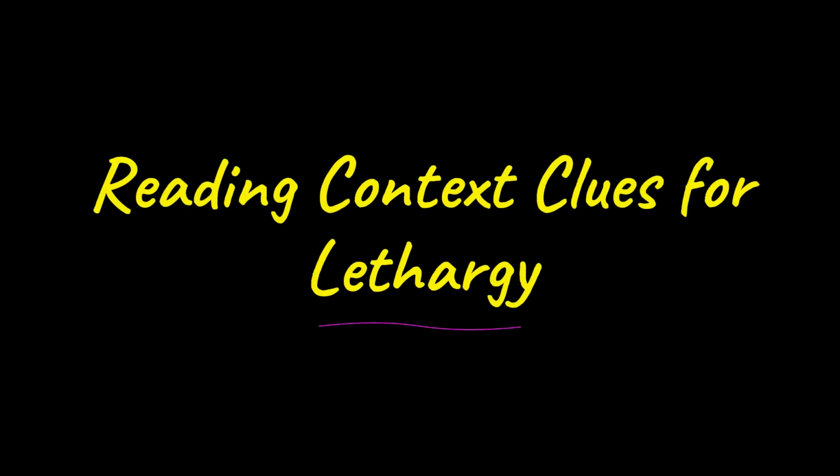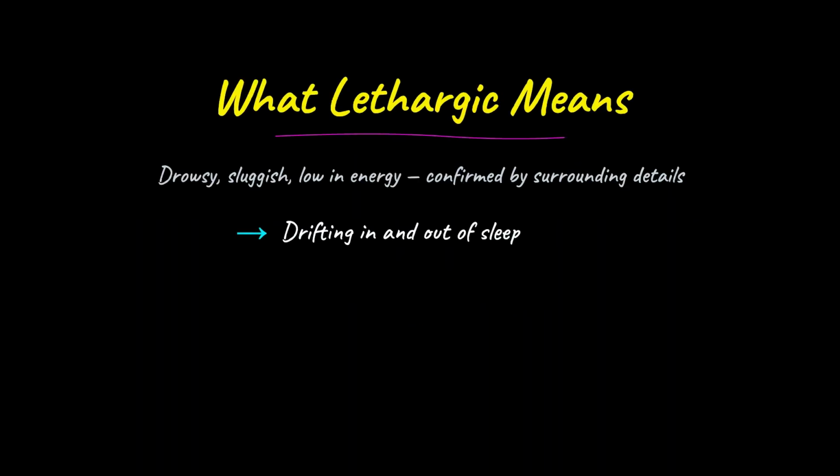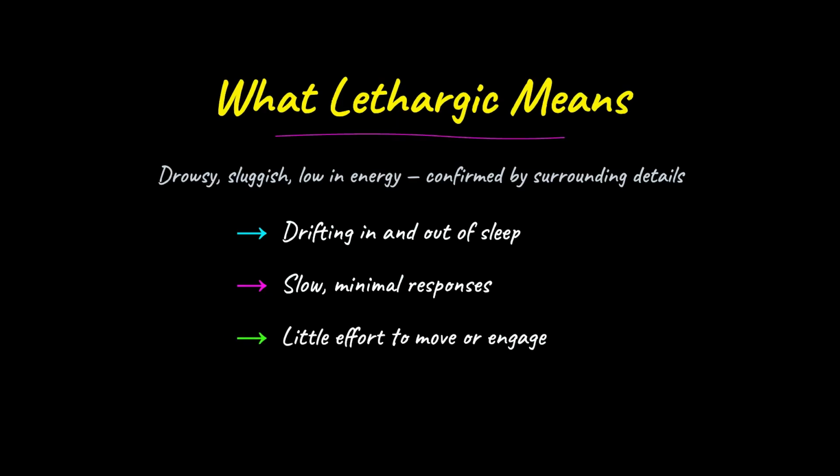When a passage describes a physical or mental state, the surrounding details are your map to meaning. Skilled readers collect those clues rather than relying on memorized definitions alone. Lethargic means drowsy and sluggish, a state of reduced energy. A passage will surround the word with images like drifting in and out of sleep, answering slowly, and making little effort to move. Details that together lock in the meaning.